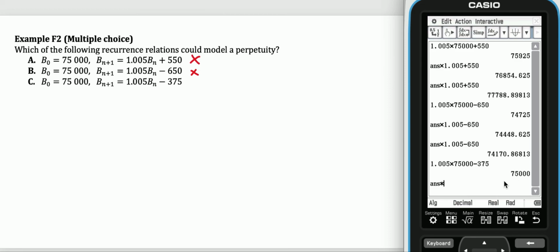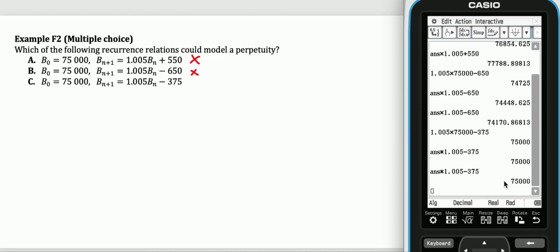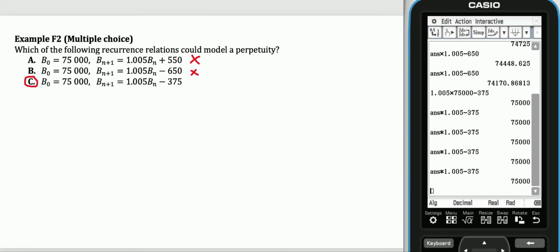And if we did it over and over, we would just keep getting $75,000. So B1, B2, B3, B4, and so on, all equal $75,000, which means option C is the one that models a perpetuity.